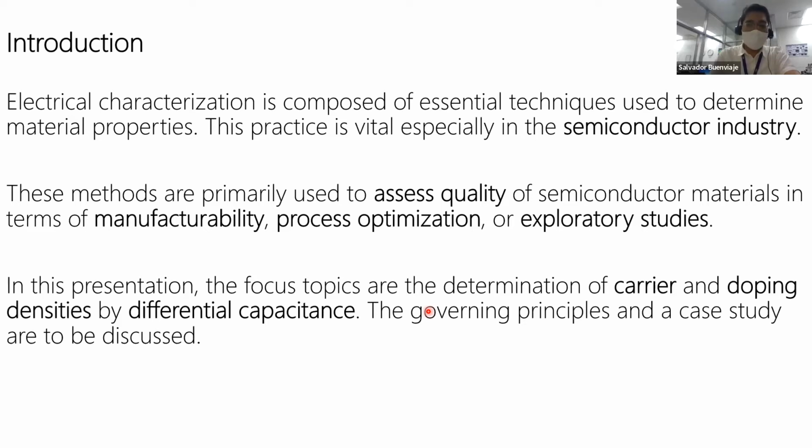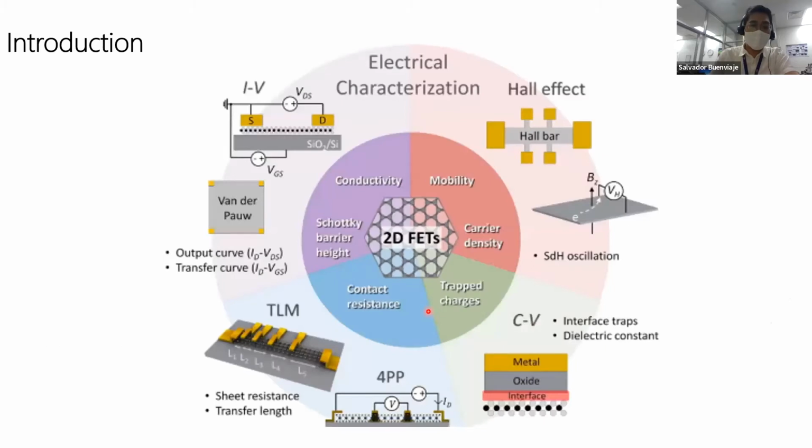So we see electrical characterization for these purposes. These are the main drivers of the importance of electrical characterization in the industry. In this presentation, the focus topics are the determination of carrier and doping densities by differential capacitance. I will be discussing the theoretical concepts and a case study. So this is just an overview.